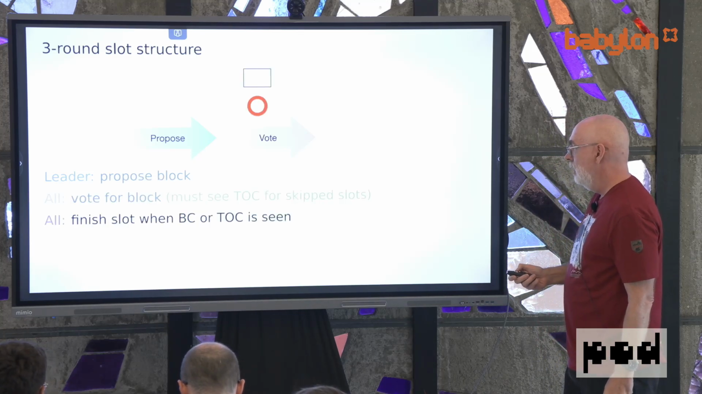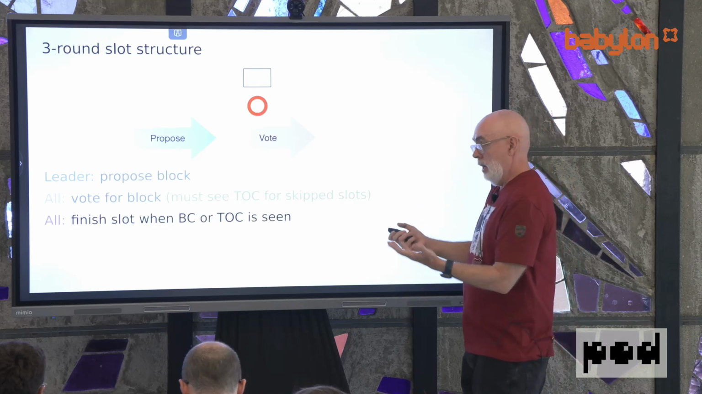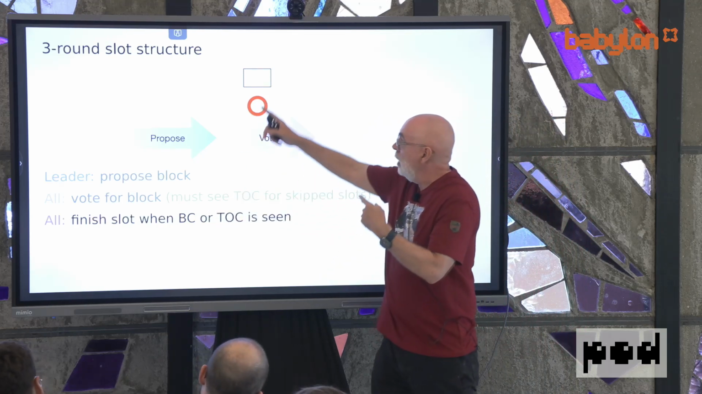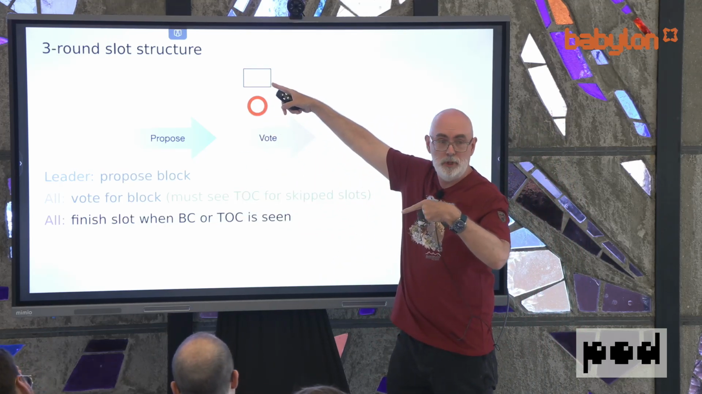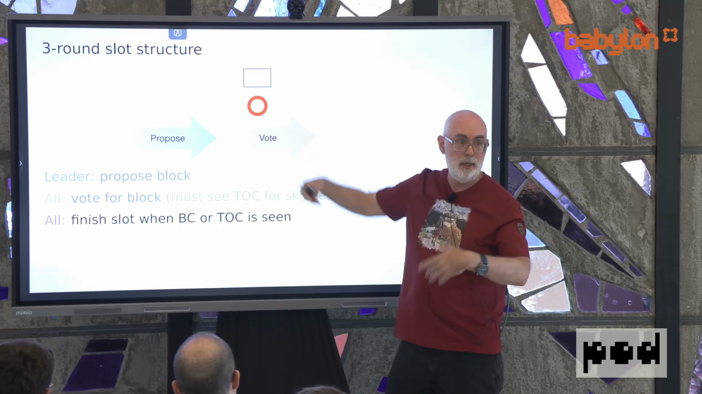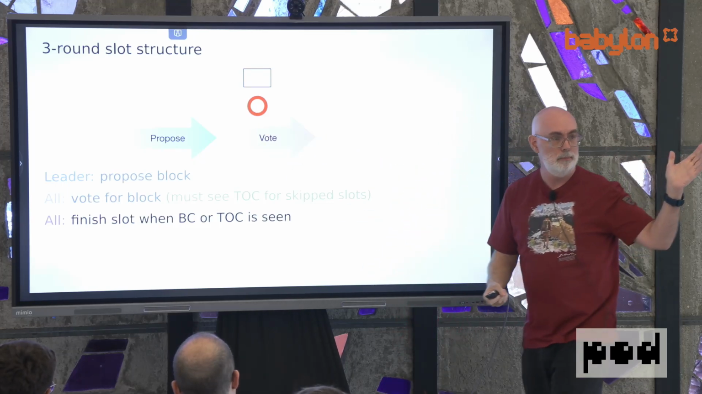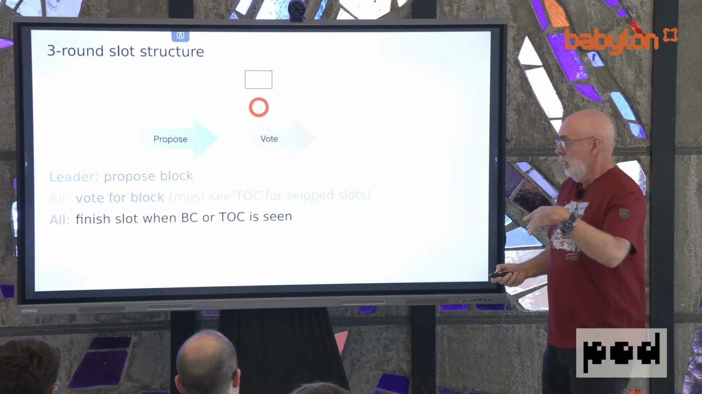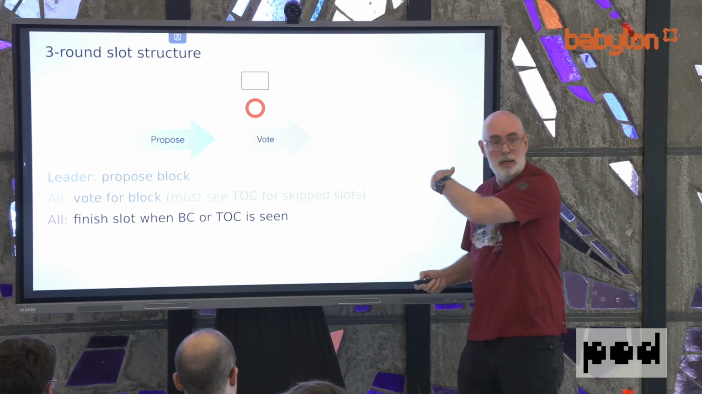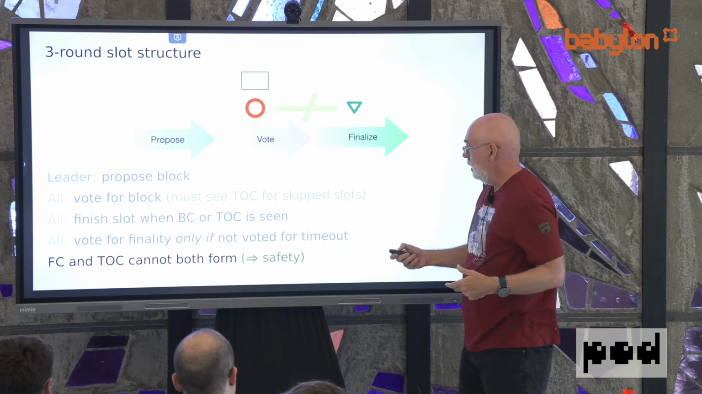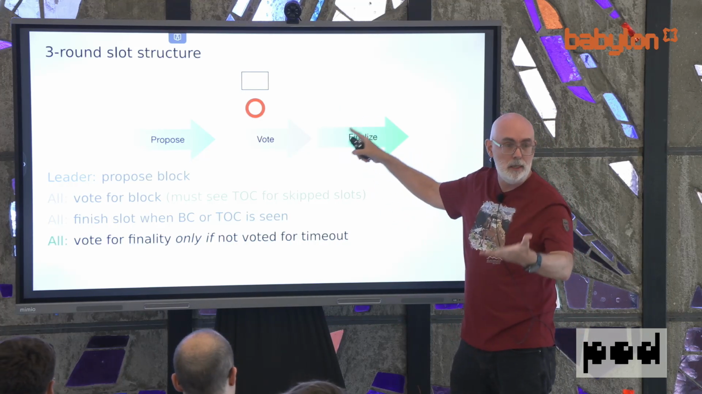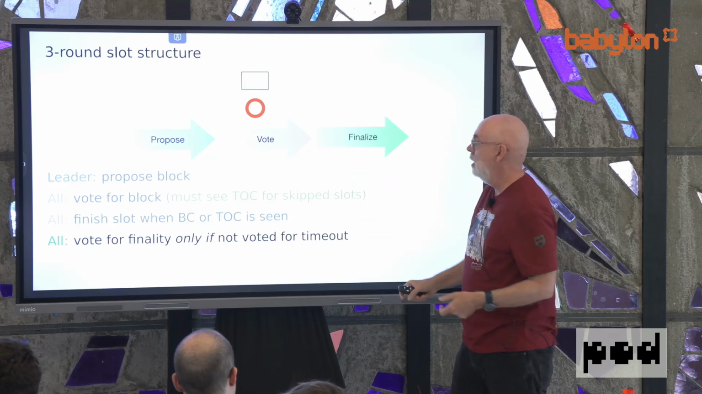And then each party will finish the slot when either it sees a block certificate or a timeout certificate. Then it will move on to the next slot. In parallel with the beginning of the next slot, though, there's a second voting round of finalization votes that will be used.